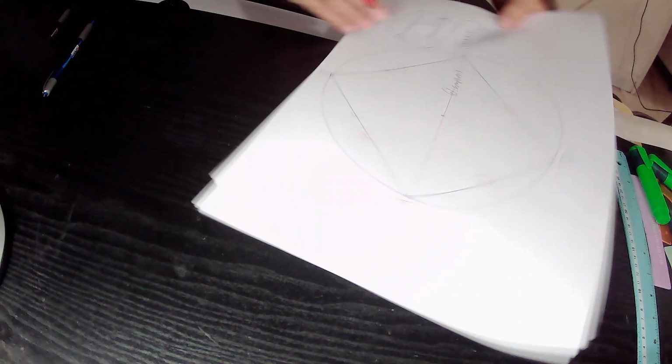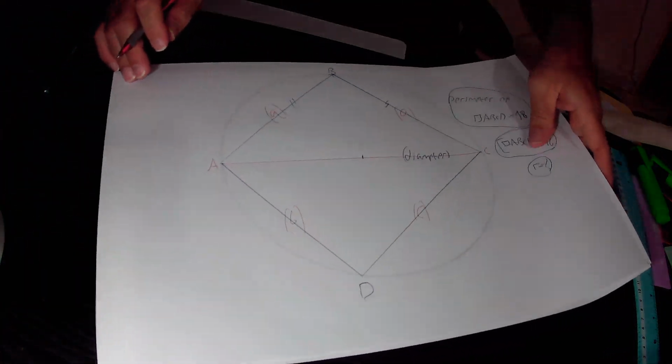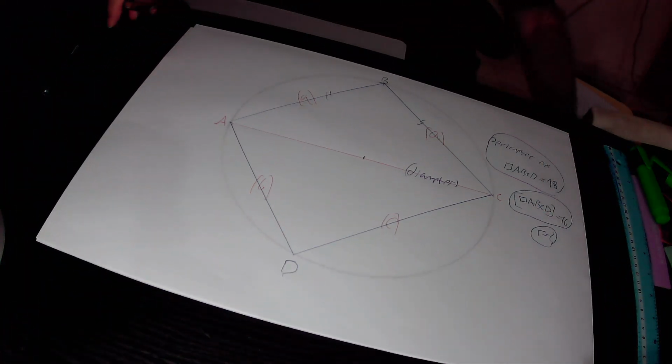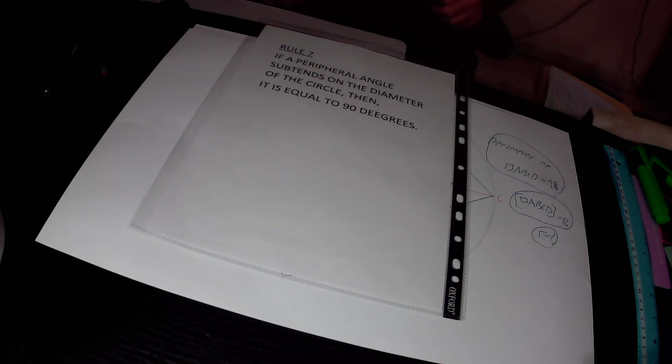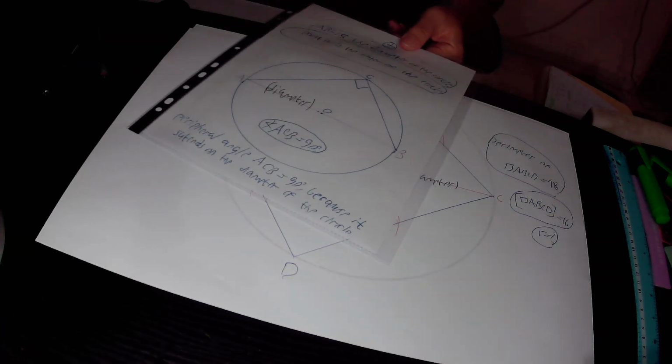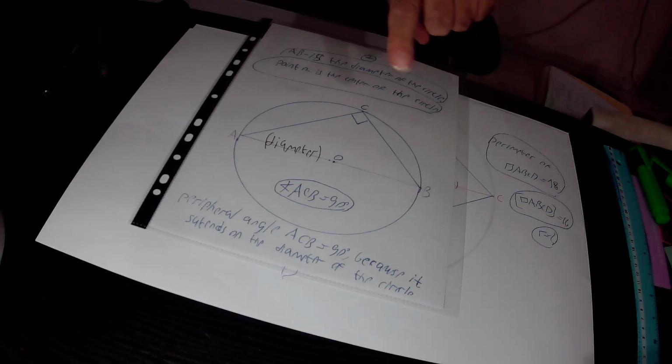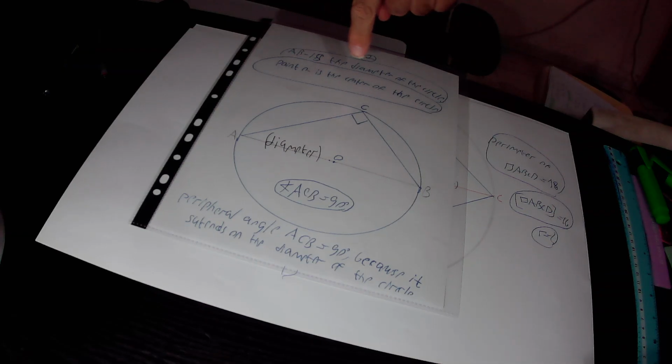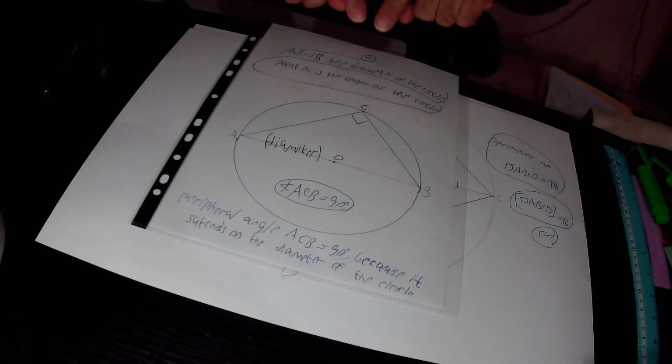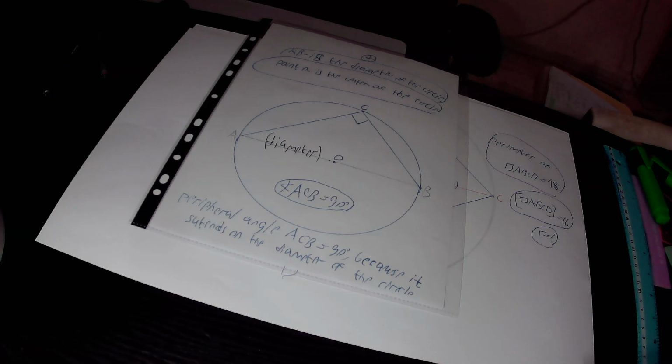So here you can implement rule 7. According to rule 7, if a peripheral angle subtends the diameter of the circle, then it is equal to 90 degrees in size. In the drawing, we have a circle. This is peripheral angle ACB that subtends chord AB, that is the diameter of this circle, and therefore it is equal to 90 degrees in size.